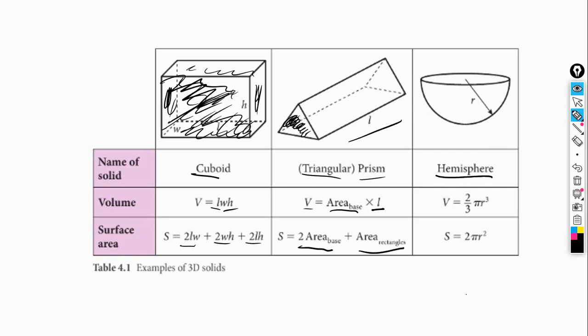The hemisphere. So the hemisphere is simply half a sphere. So notice that everything is going to be half of what we were doing for the sphere. Instead of 4/3, it's going to be 2/3 pi r cubed. And instead of 4 pi r squared, it's going to be 2 times pi r squared, or 2 circles.